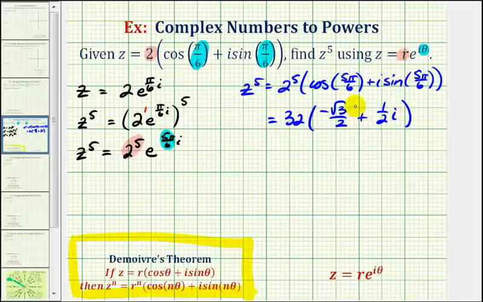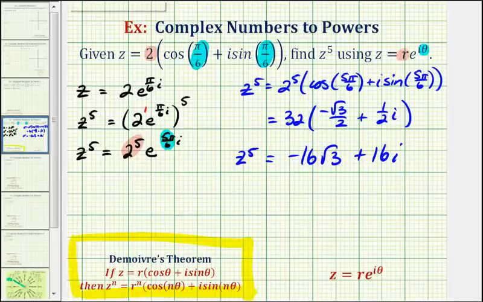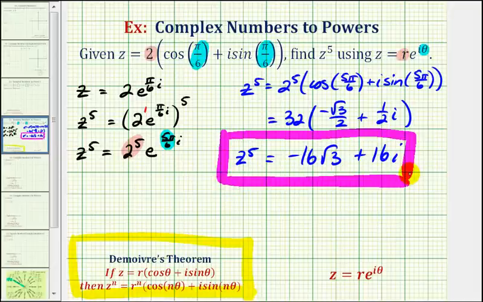32 is divisible by 2. This will be negative 16 square root 3 plus 16i. This is our complex number raised to the fifth power using the exponential form of a complex number.